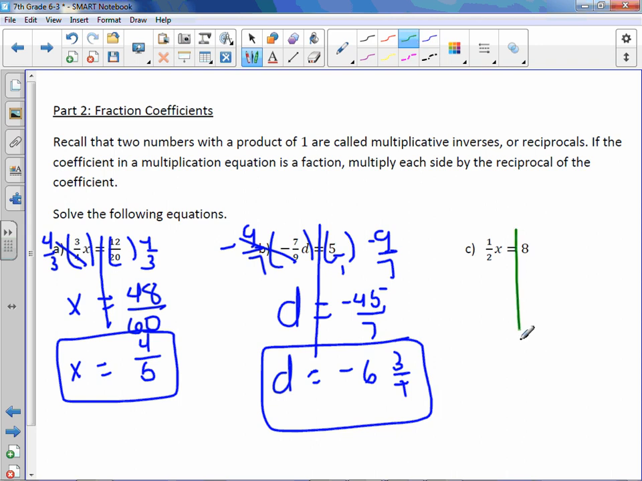Letter C. 1/2 x equals 8. Multiply both sides by the reciprocal, which is 2 over 1. And we get x equals 16 over 1, or simply 16.